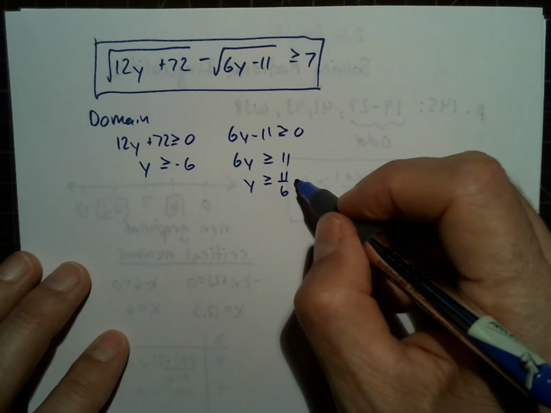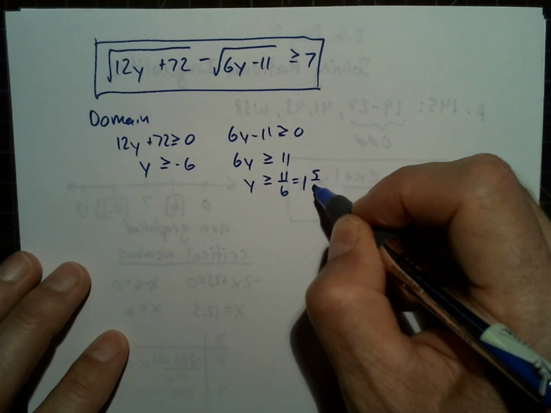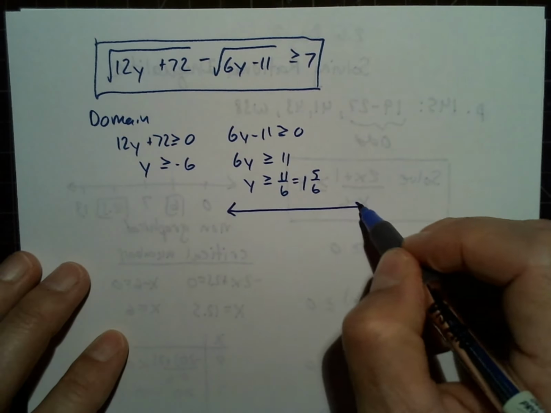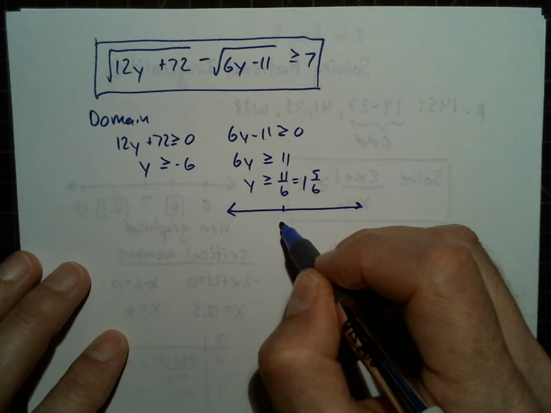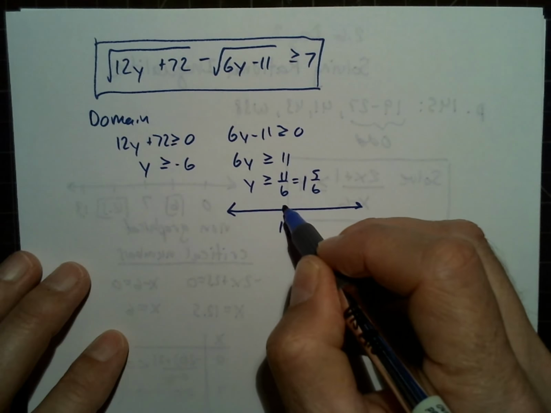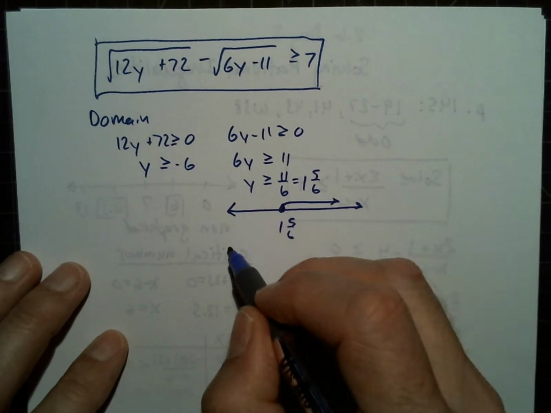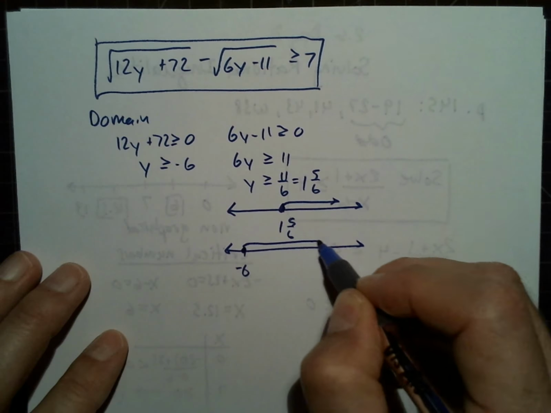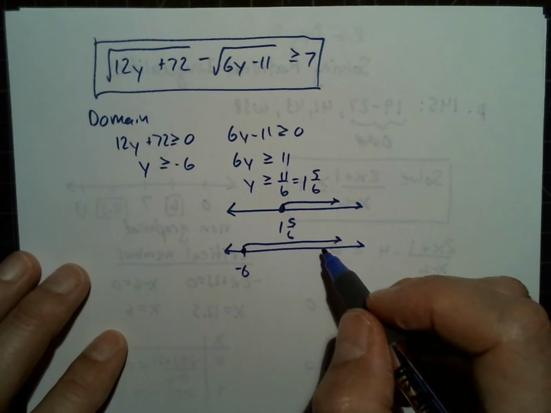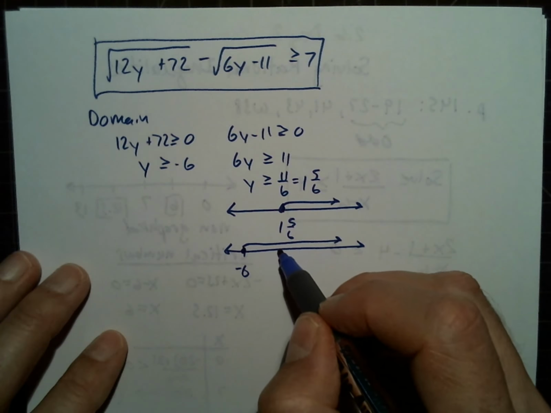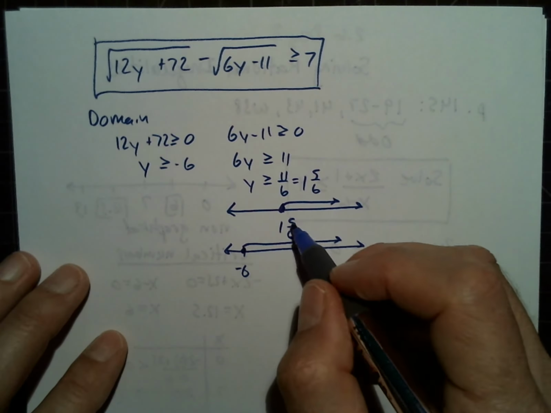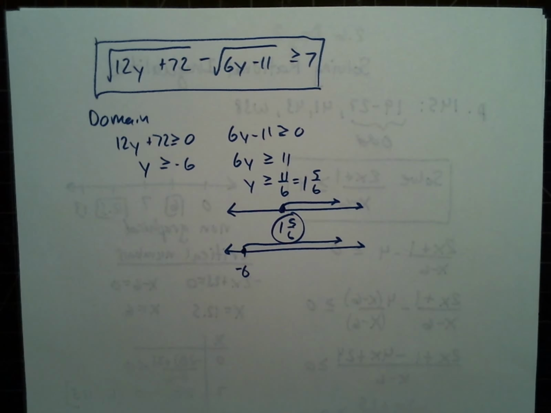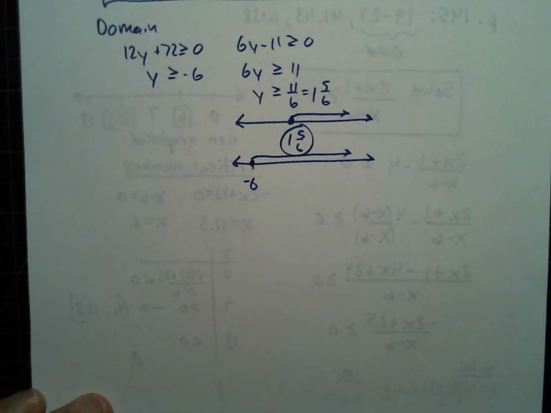So this tells us, and that's equal to 1 and 5/6. So we know that for this, we need to be greater than 5/6. And for the other one, we have to be greater than -6. We need numbers that work in both, so that means we can't use these. We have to start here and work over. So 1 and 5/6 is going to be the lowest number we can use. And now solve.